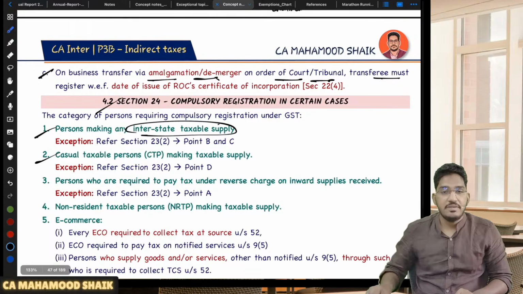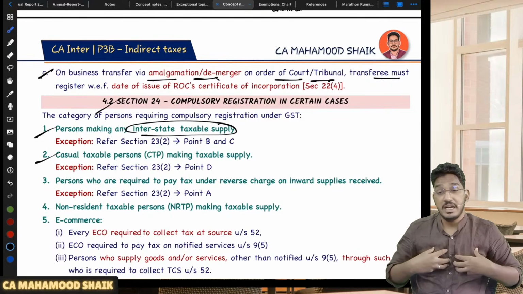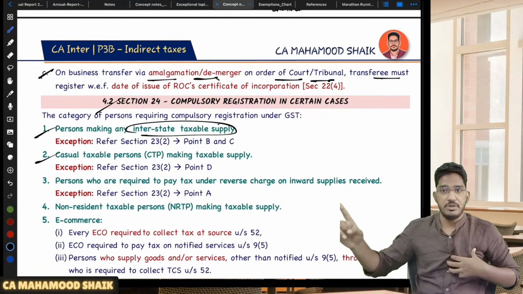Number 2, CTP. Even CTPs are also liable for compulsory registration. But for one kind of CTP, they have given an exemption. What is that exemption? If you are a CTP making an interstate taxable supply of notified handicraft products or notified handmade goods, then you are not liable for registration up to a threshold limit of 10 or 20.